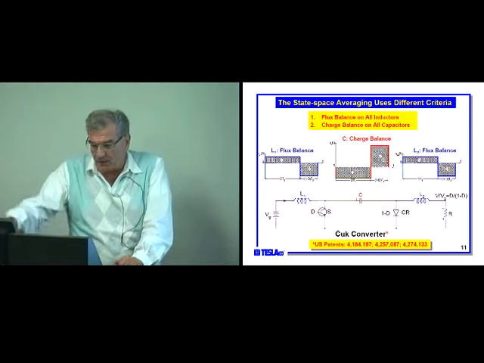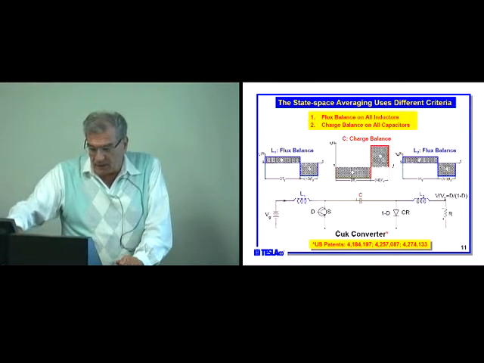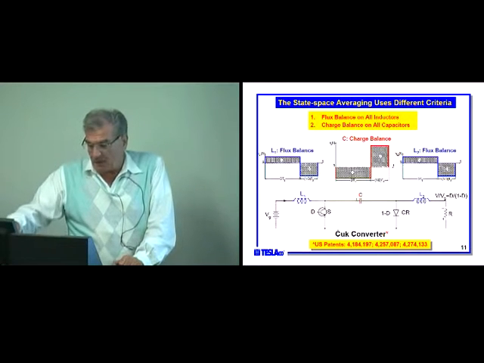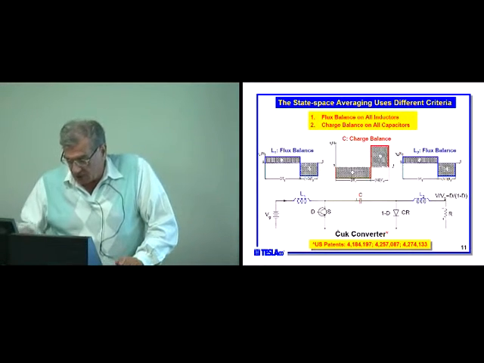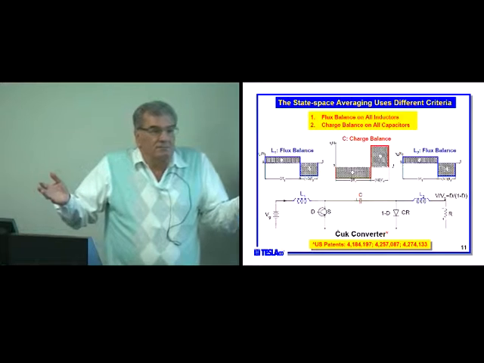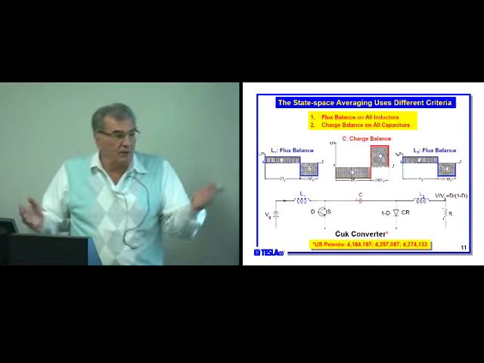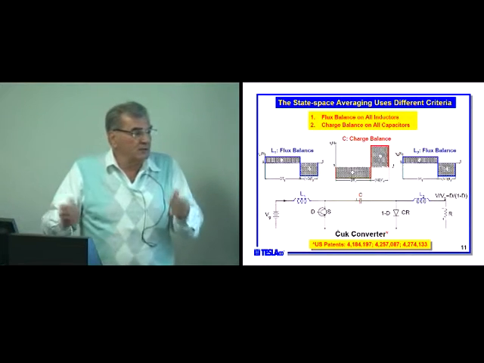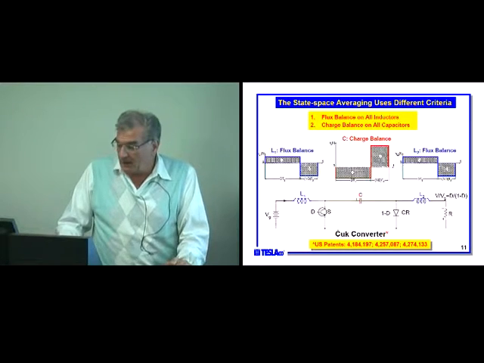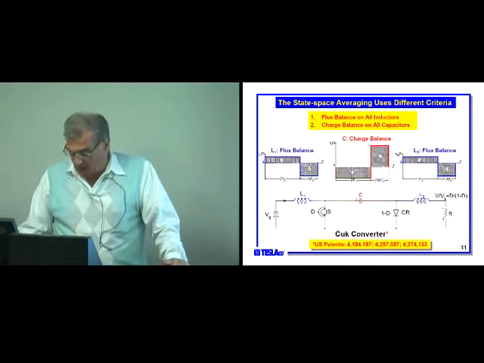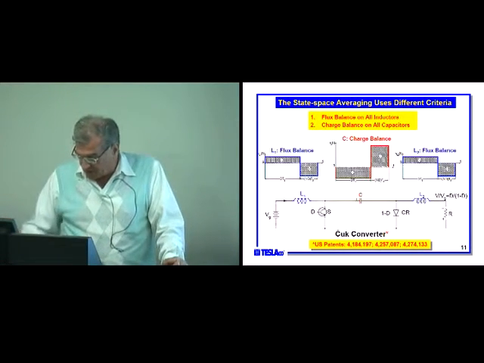So what is the method? Look at the flux balance on 2 inductances, and look at the current balance, charge balance, on a capacitor. 3 equations, 3 unknowns. You solve them, and you get the DC currents in inductors and DC voltages on capacitors, right? Well, and that's the basis of the state space averaging method.